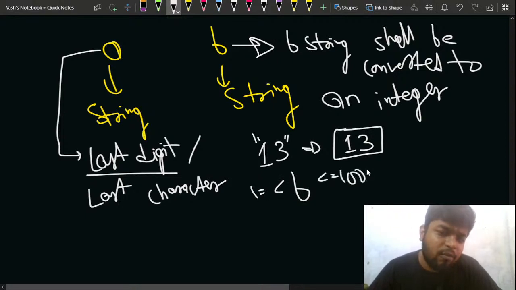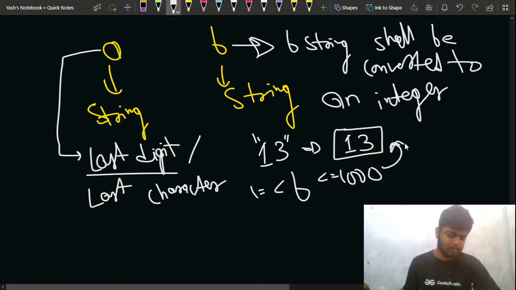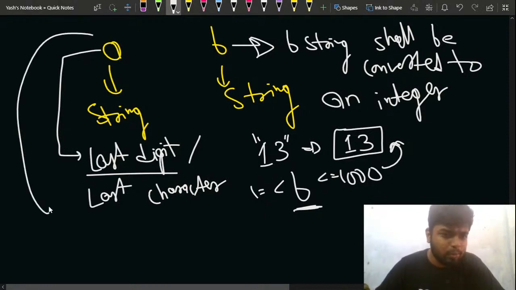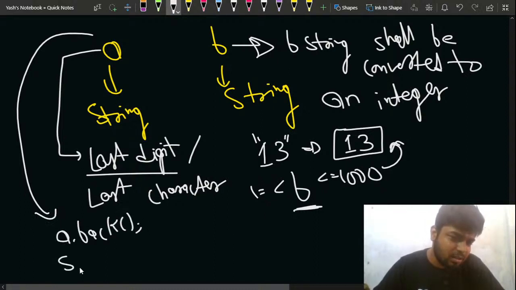So that is why we can afford to change it to the number, right? Everyone will agree to this, right? You have to convert this b into a number, only then you can find the power. For this string you can find the last digit. If this is a string, then you can say a dot back, or you can say s of s dot size, or you can say a of a dot size minus 1, right?